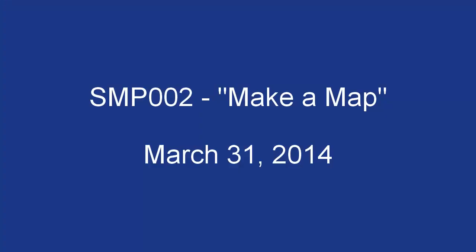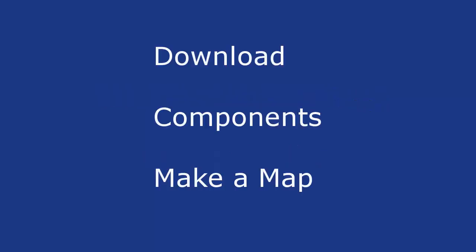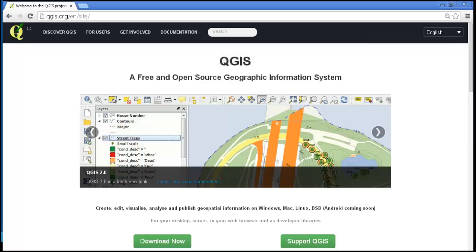This is video SMP-002, Make a Map. In our previous video, SMP-001, we went to the Los Angeles County GIS data portal, downloaded some data, and then we examined the components of that data. In this video, SMP-002, we're going to make a map using some open source GIS software for the desktop. The software we will use in this video is called QGIS.